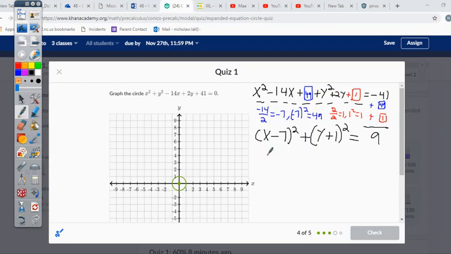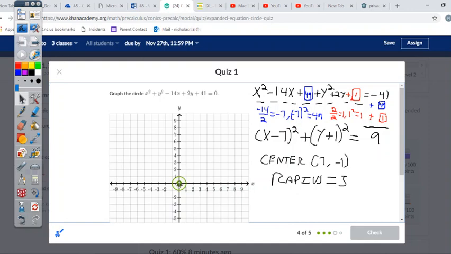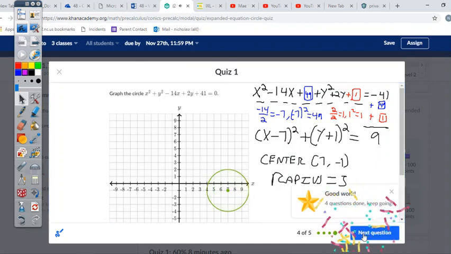Which means our center is (7, -1), and our radius is equal to 3. So let's verify that we are correct. Our center is (7, -1), and our radius is 3. 1, 2, 3. Let's check. Great.